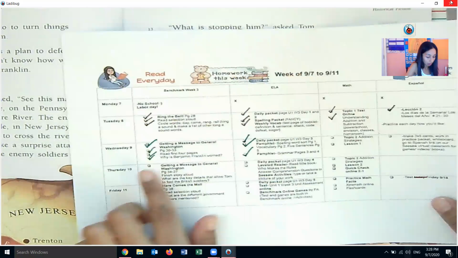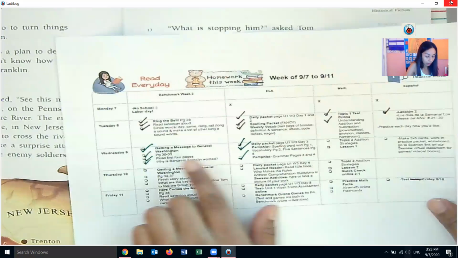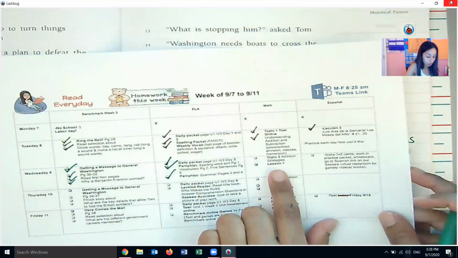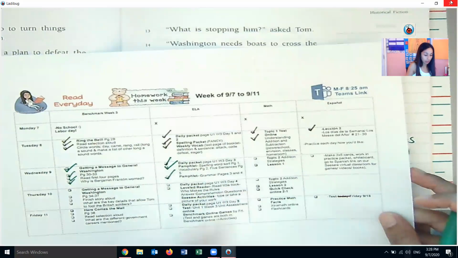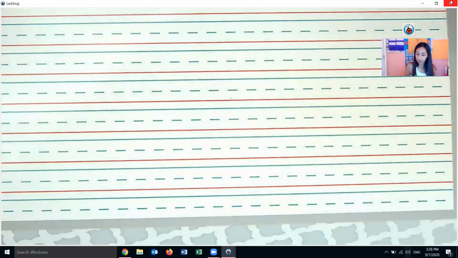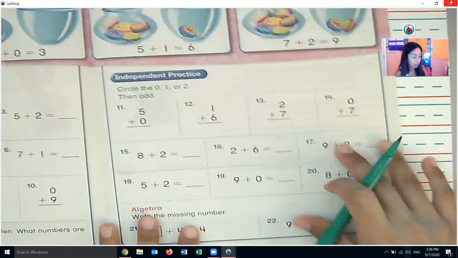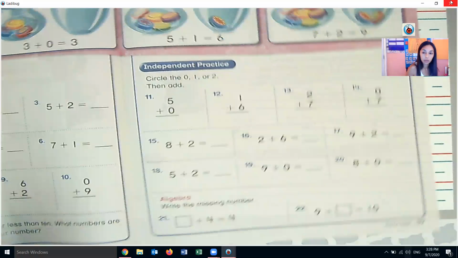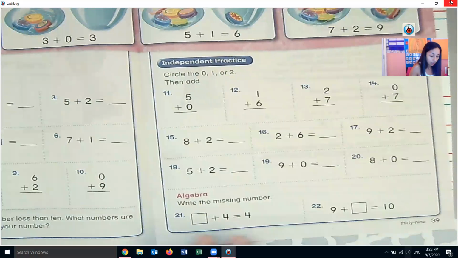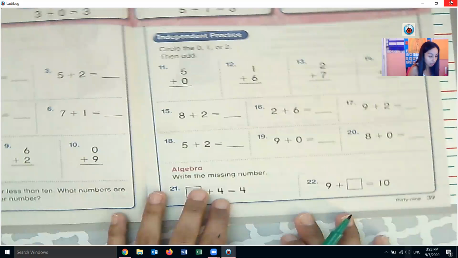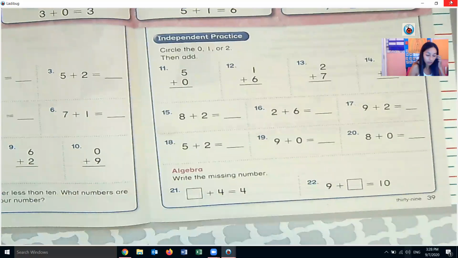Okay, so we've done our benchmark, our language arts, which now takes us to math. So we just started topic 2 and we are on lesson 1. So we're just gonna do the independent practice together right now since you've already done the guided and the front part during live time. So we're just going to add, circle the 0, 1, or 2, then add.